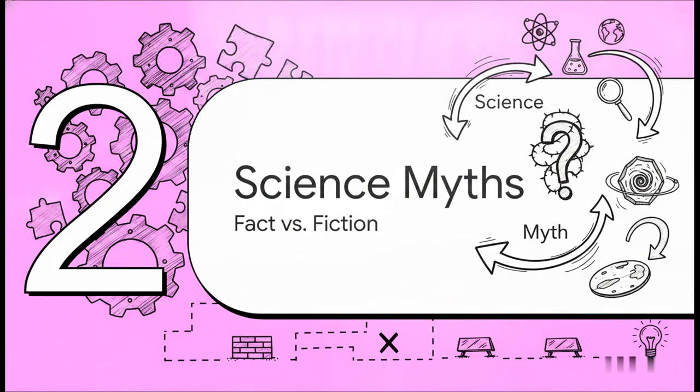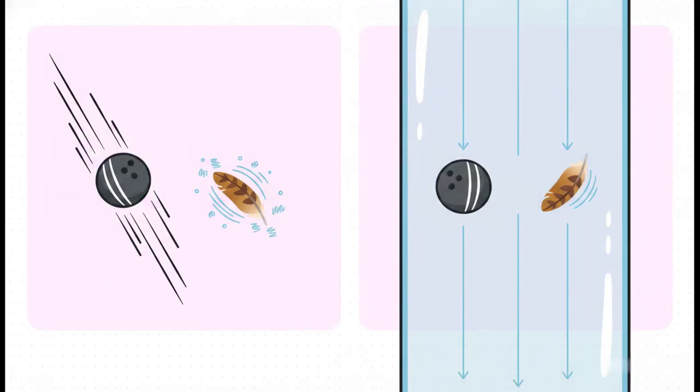Moving right along to Section 2, Bashing Common Science Myths. You know, it makes total intuitive sense to think a heavy bowling ball would hit the ground way before a feather. That's just our everyday experience. But in a pure vacuum that's totally devoid of air resistance, gravity pulls all objects at the exact same rate. In the real world, a feather only falls slower because the air particles are physically pushing back against it. Take away the air, and mass doesn't change the speed of the fall one bit.